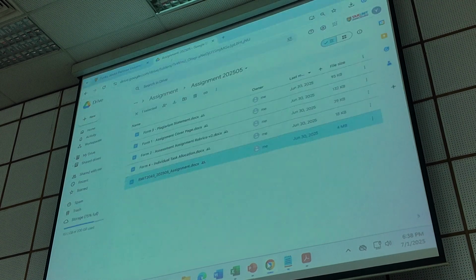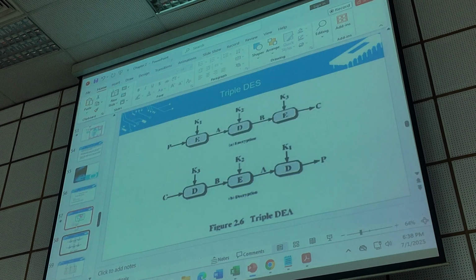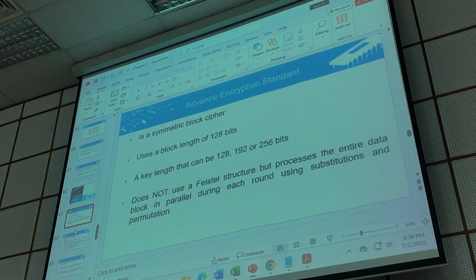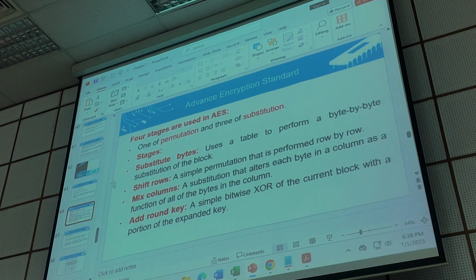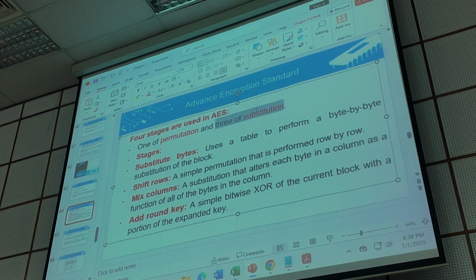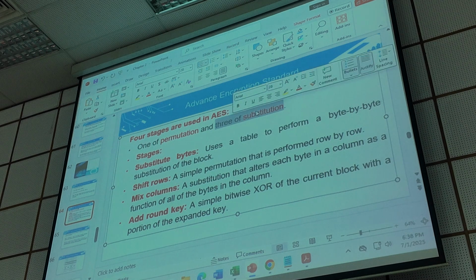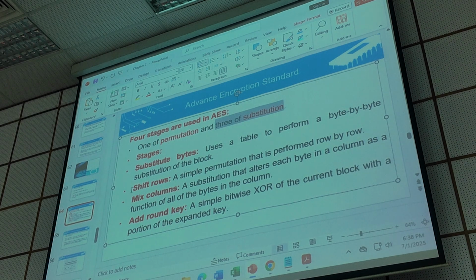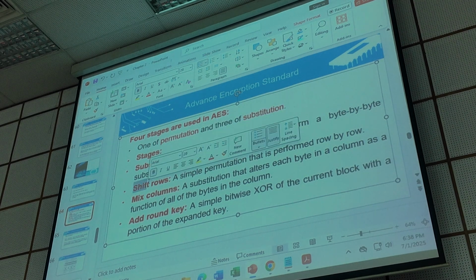What does it mean? AES has 4 stages. One is permutation, and then 3 substitution stages. You can see the stage is substitute bytes. Substitute the value with another value. Shift rows means shifting by 1 position.